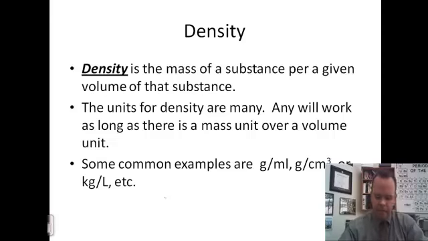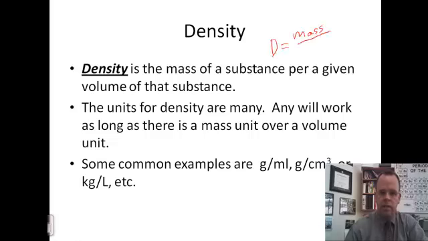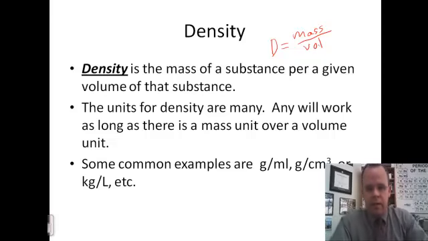The equation for density, one equation that you probably learned and used before, is density equals mass divided by volume. So you can rearrange this equation any way that you would like. Density times volume equals mass. Mass divided by density equals volume, or density equals mass divided by volume. Some of you learned a method with a triangle to help you do that in middle school.